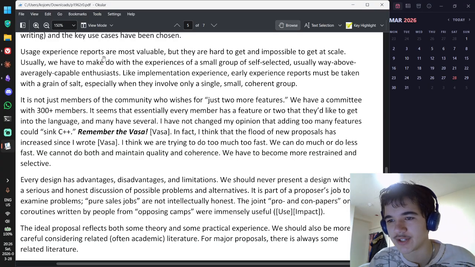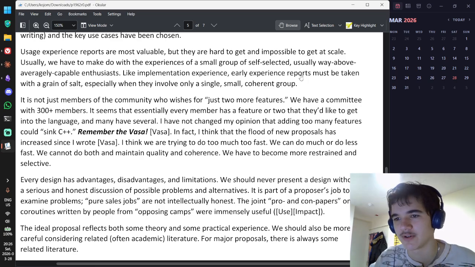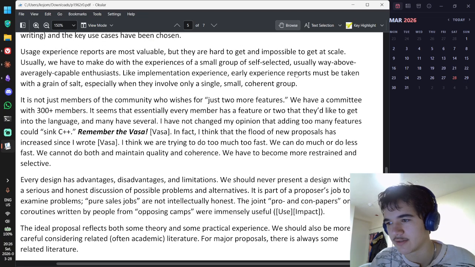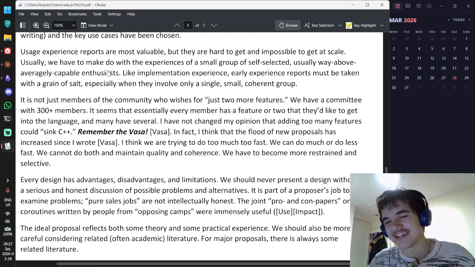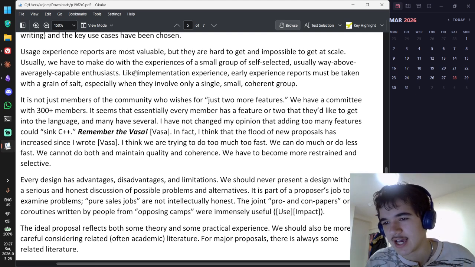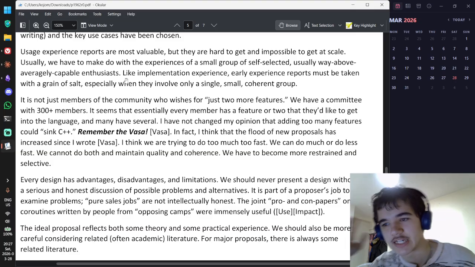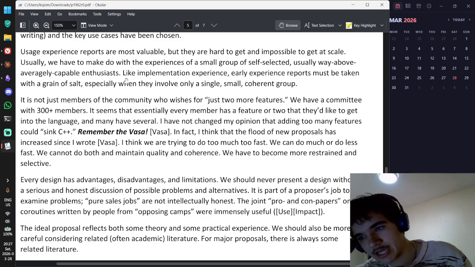Usage experience reports are most valuable, but they are hard to get and impossible to get at scale. Usually, we have to make do with the experiences of a small group of self-selected, usually way above averagely capable enthusiasts. That's true. So early experience reports must be taken with a grain of salt, especially when they involve only a single small coherent group.